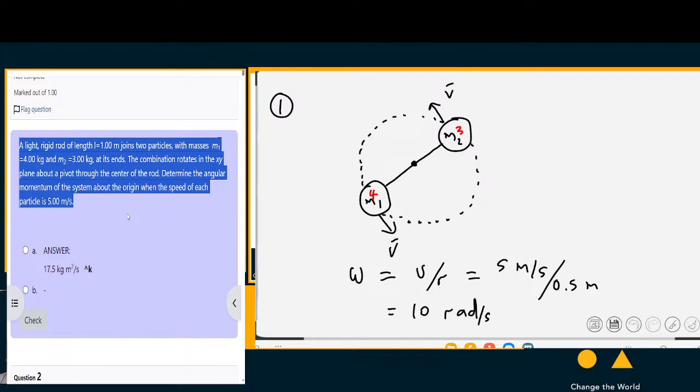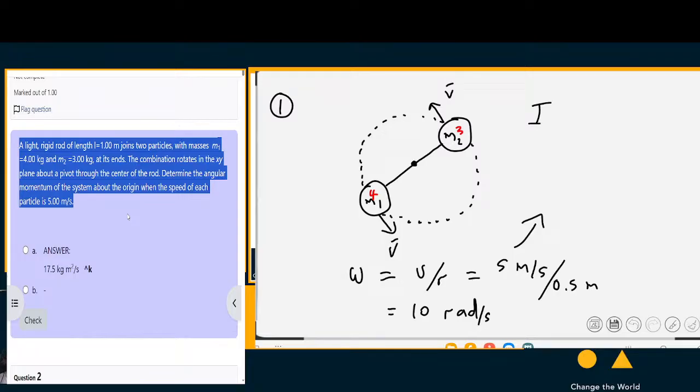So you should have known how to calculate this. So now you have the angular speed. Now you know the moment of inertia. Let's continue on this side. Let me see if there's space. Okay, there's space. I don't want to erase that.